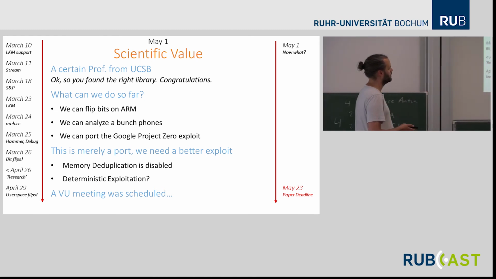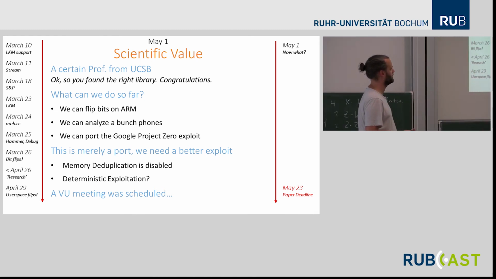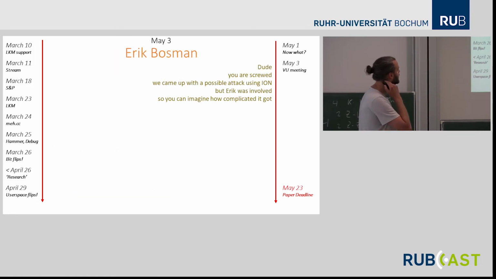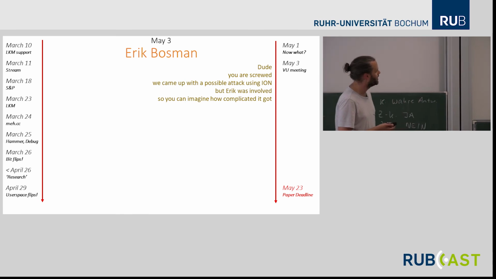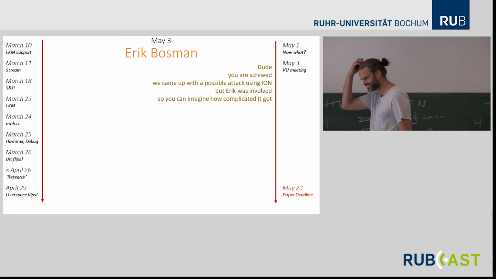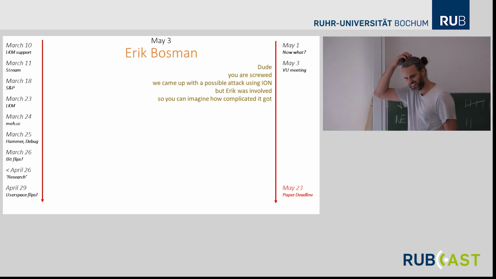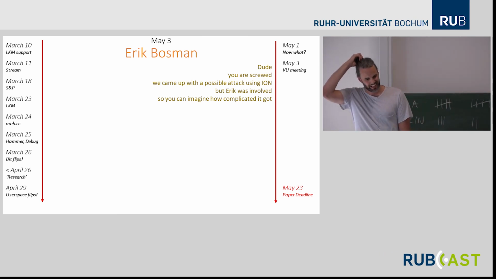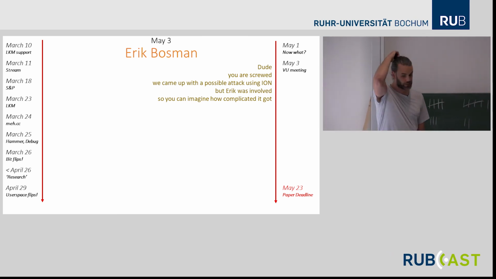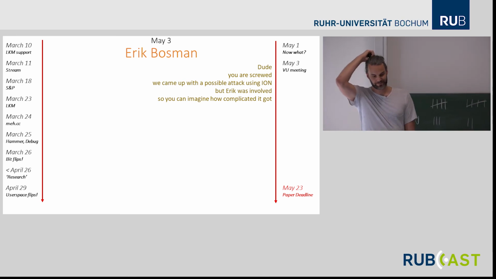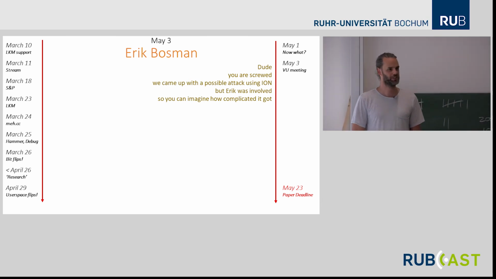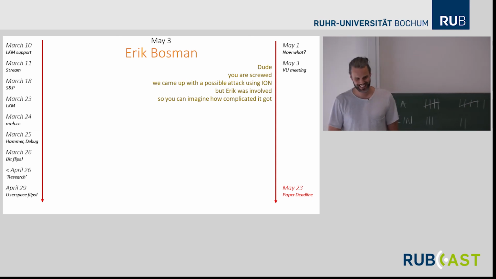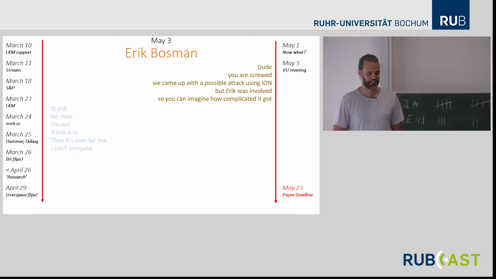So the guys at VU scheduled a meeting when I was asleep. And then there was this very smart guy, Herbert Bos. Kave started talking to me and saying that I was screwed, because they came up with a possible attack using Ion, but Herbert Bos was involved. And you can imagine how complicated it got. And if you know Herbert Bos, then you know that this is true, because as soon as he's involved, I'm usually out of the way.